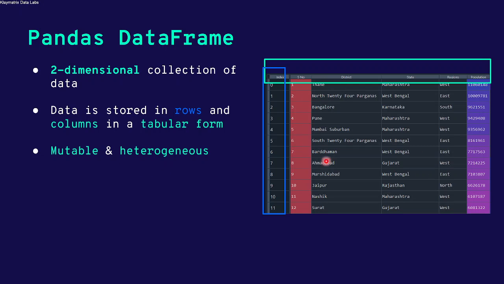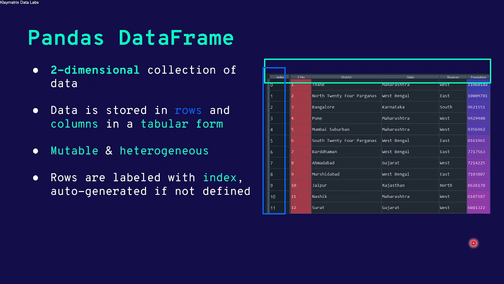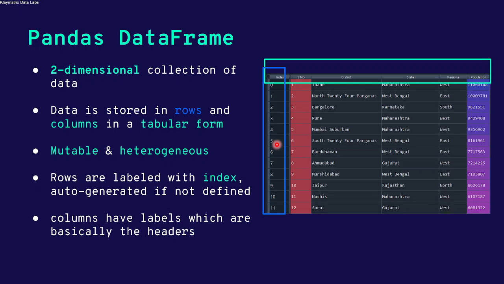Like in this case, this is text. Over here, this is numeric. So it can have multiple data types in the same data frame. Rows are labeled with index, like this one, and these are auto-generated if not defined, just like in the case of series. And columns have labels like this, which are actually the headers, right? The headers, if you're importing an Excel file or a CSV file, the headers of that file.